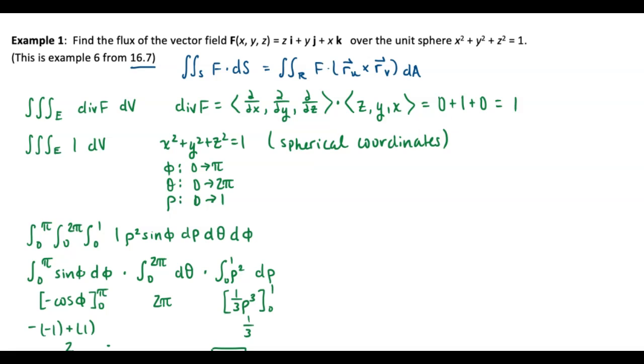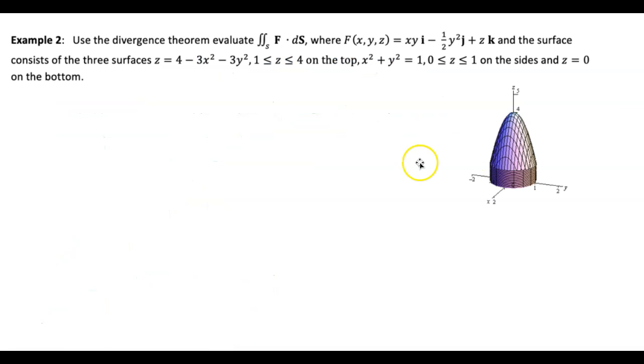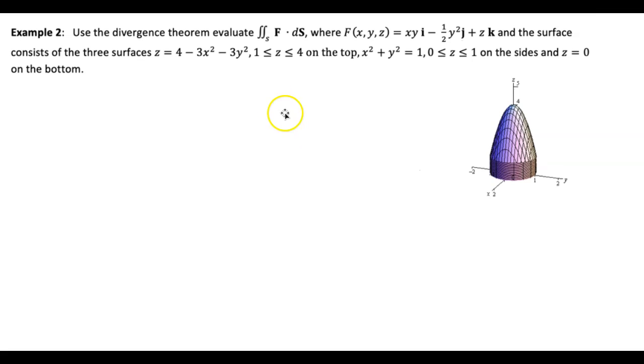So let's do another example. Example 2, we want to use the divergence theorem to evaluate this double integral of F dS, where F of x, y, z is equal to xy i minus 1/2 y squared j plus z k. And the surface consists of these three surfaces. So we've got z equals 4 minus 3x squared minus 3y squared, where z goes from 1 to 4 on the top. So that means from z equals 1 to z equals 4, we're bounded by this paraboloid.